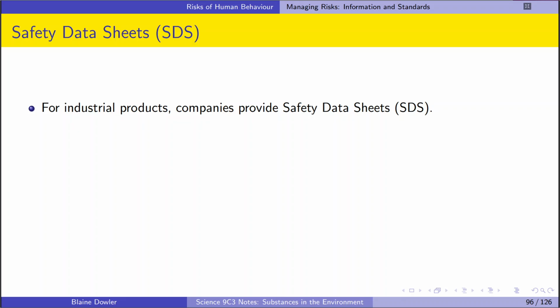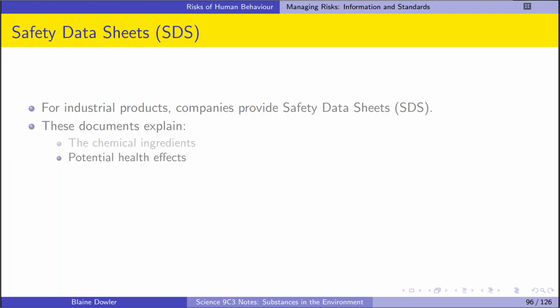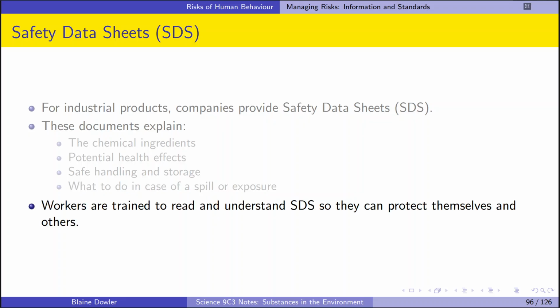Safety data sheets. For industrial purposes, companies provide safety data sheets, sometimes called Material Safety Data Sheets, or MSDS. These documents explain the chemical ingredients, potential health effects, safe handling and storage, what to do in case of a spill or exposure. Workers are trained to read and understand SDS so they can protect themselves and others.